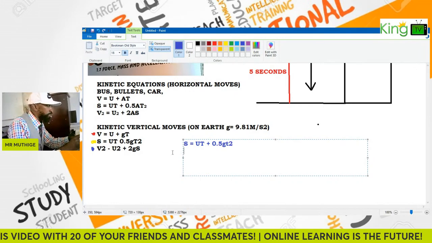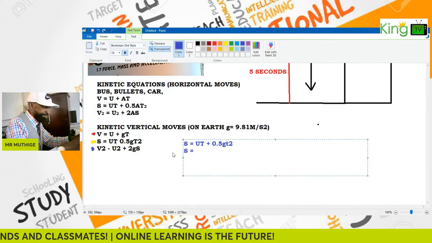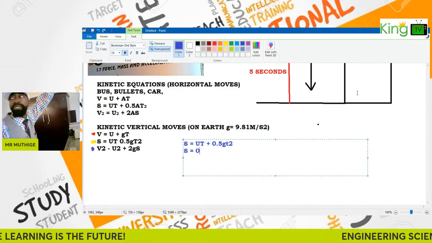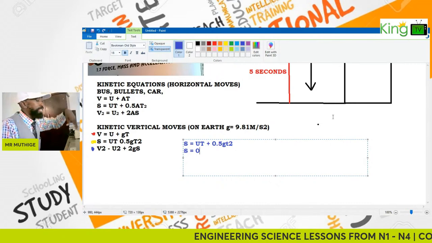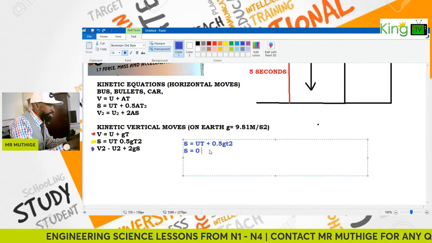And then what are my values? S is the one I want to find out, not so? And then what's my u? It is zero, because the ball starts by being held by the guy. So u is zero. And then, plus, obviously, the 0.5.